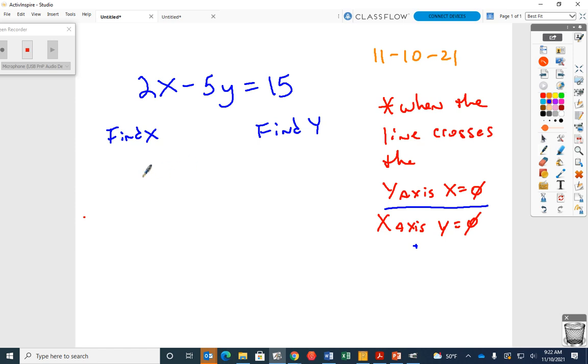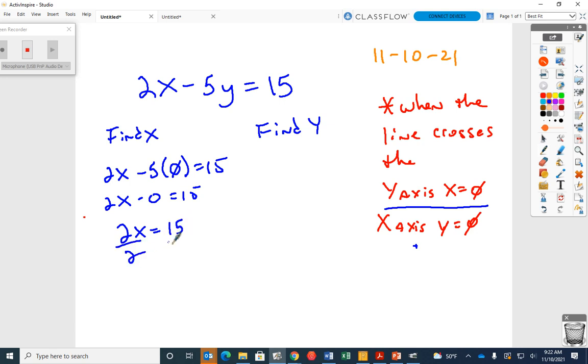0. So I'm going to say 2x minus 5 times 0 equals 15, right? So what's 5 times 0? Equals 15. Well, that's just the same thing as saying 2x equals what? 15. Divide each side by 2. Okay, now, normally when we have done slope, what did I tell you guys to do? Leave it in what? Improper fraction. If it was in a form that was an improper fraction, leave it.